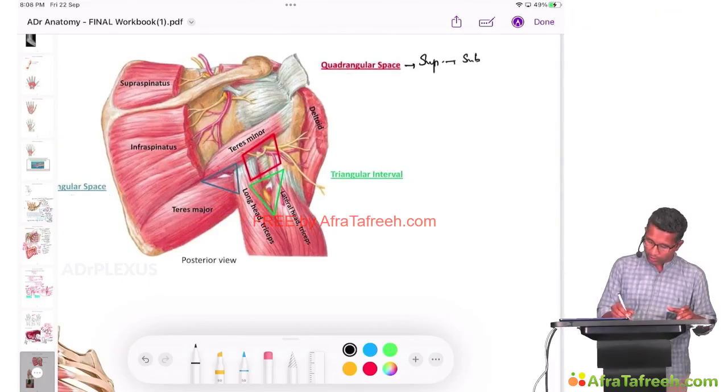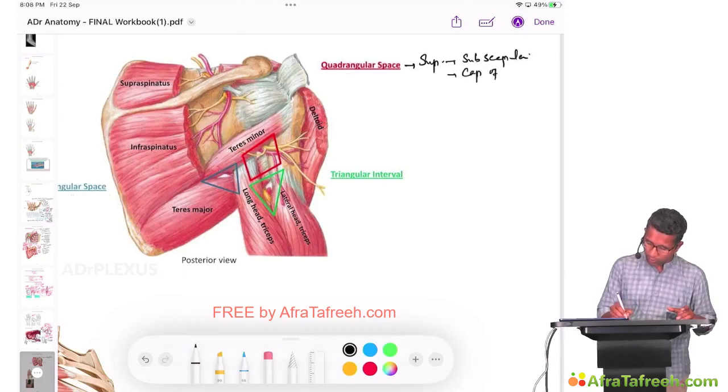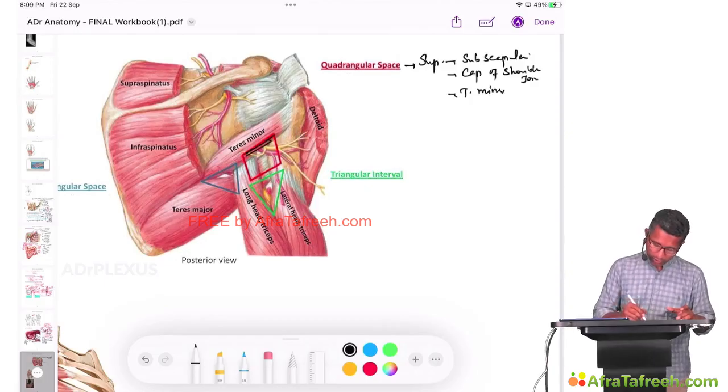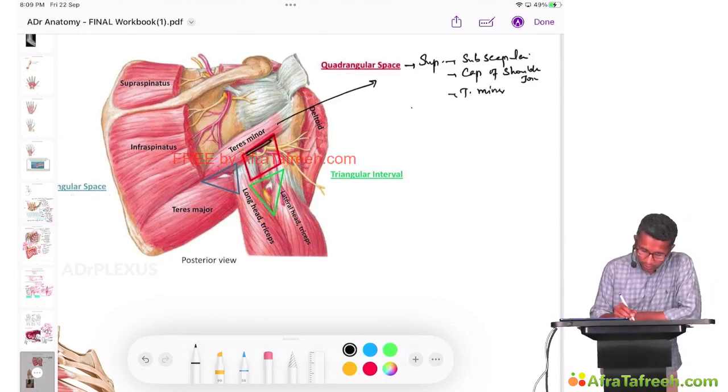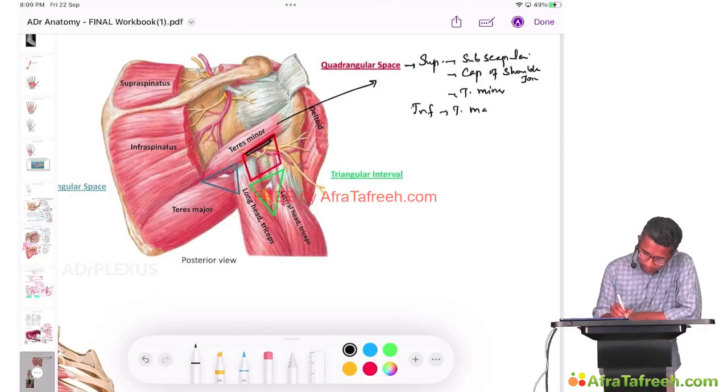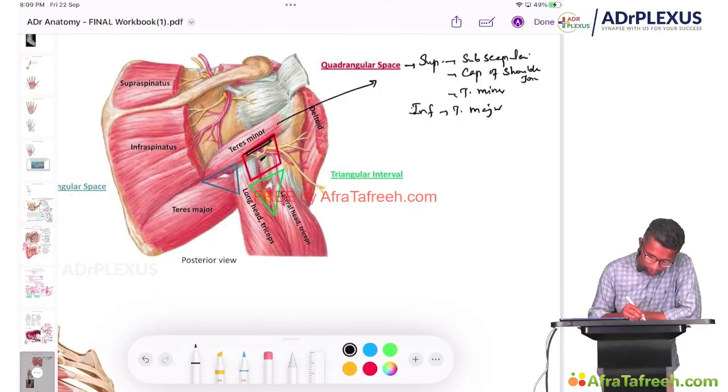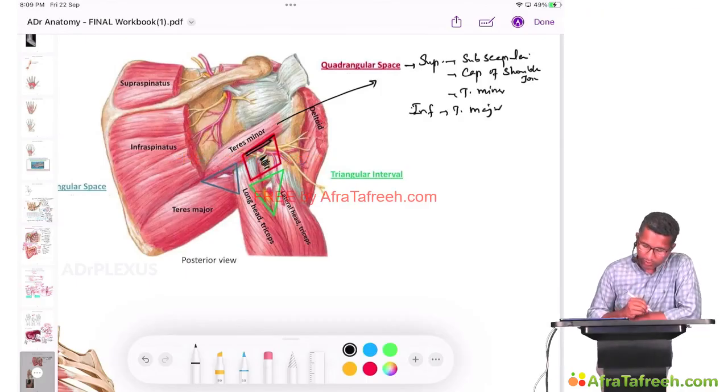superiorly by subscapularis, it is bounded superiorly by the capsule of the shoulder joint, and it is bounded superiorly by the teres minor muscle. So these are the superior boundaries of the quadrangular space. Okay, it is bounded on the inferior aspect by the teres major muscle. What you see here is the teres major muscle.